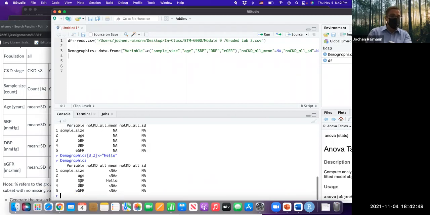And hello is a stupid example, but it emphasizes what we're doing, right? So you can address each of these cells in your column. And this is where you're going to get your mean in. This is how you're going to get your standard deviation in. And this is how you populate the entire table. Yeah, good.